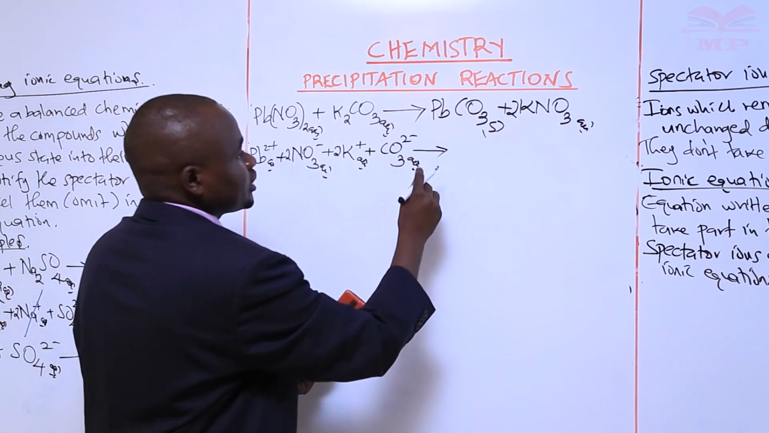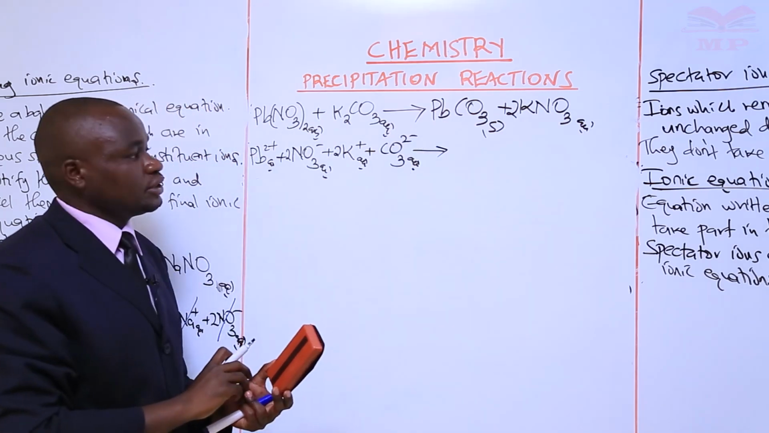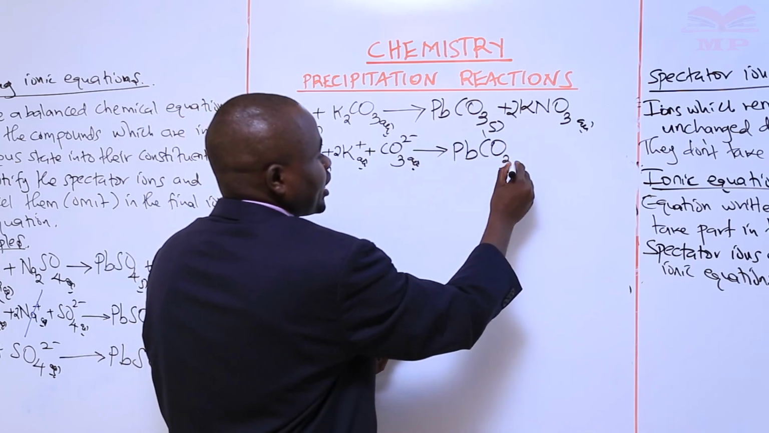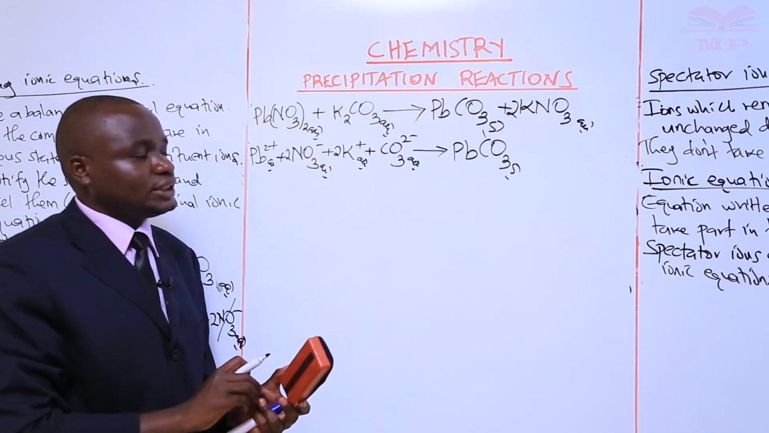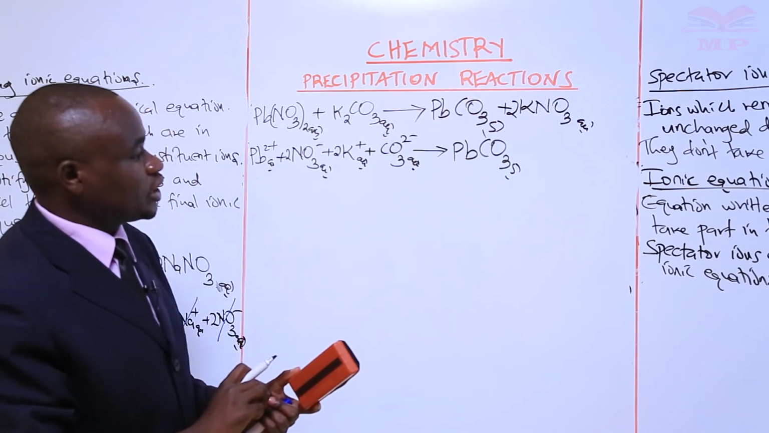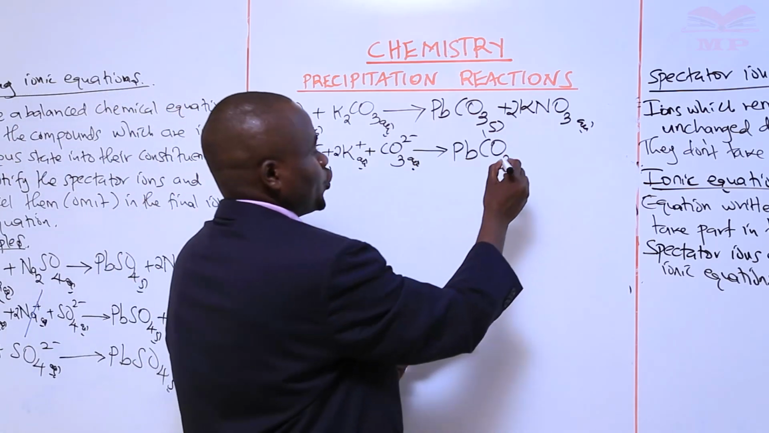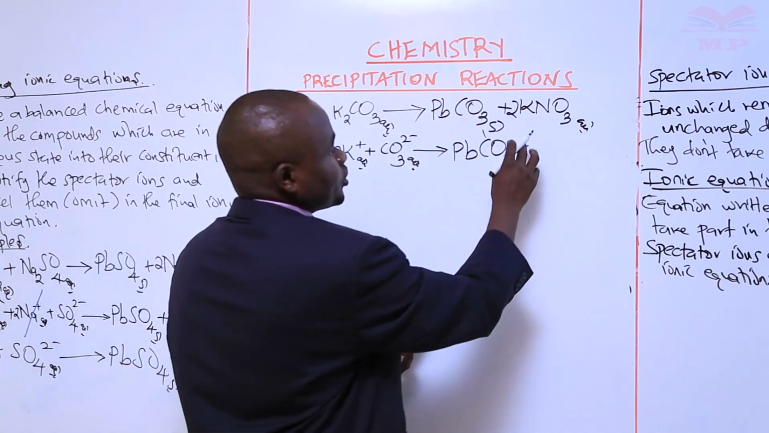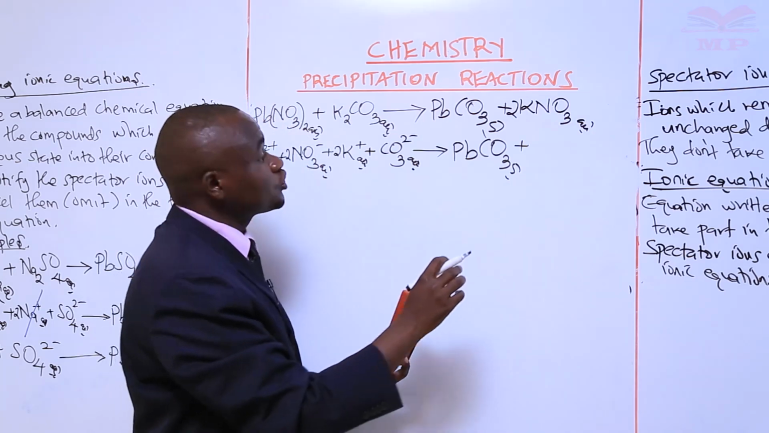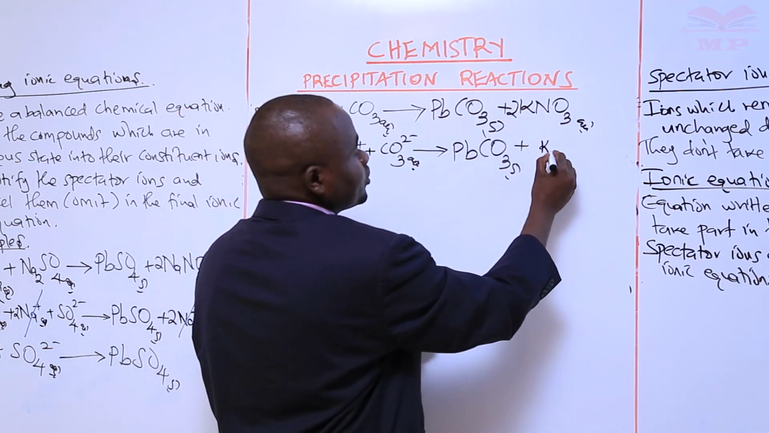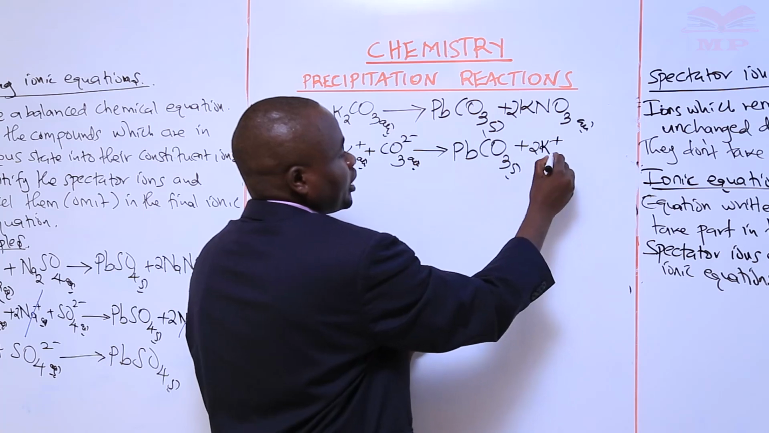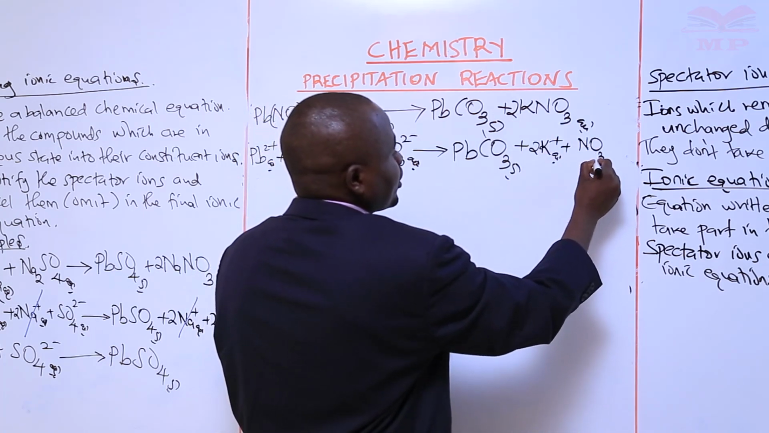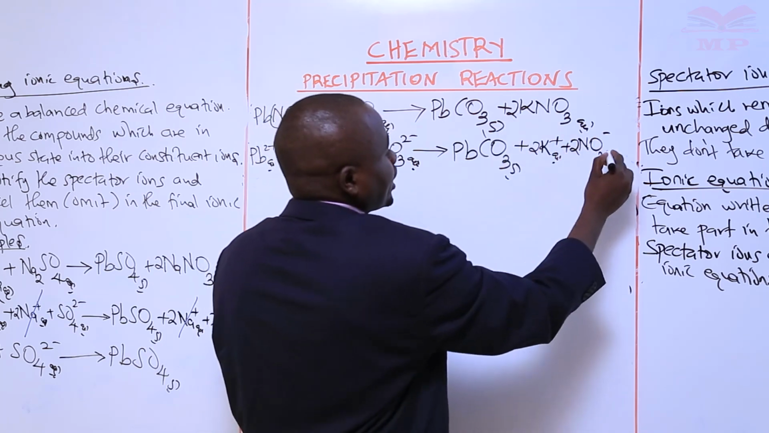The result, lead carbonate, will remain. We don't split the ions. Remember, we said split those ones which are in aqueous state. But if the state symbol is solid S, L or G, you don't split, as we are going to see in our next example. Potassium nitrate, we shall have 2 ions. We shall have potassium ions, there are 2 aqueous, and nitrate ions, NO3, there are also 2 minus.